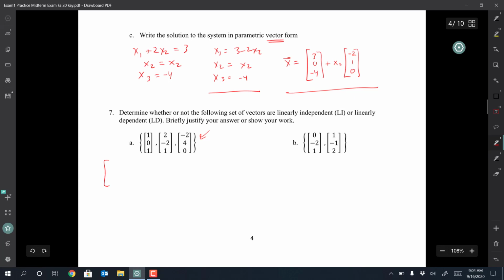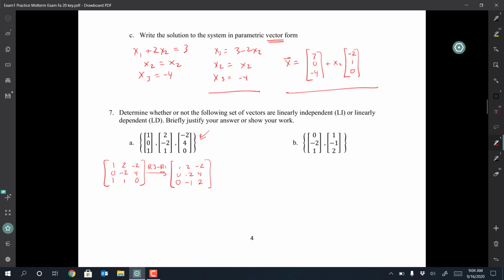So I'm going to take a matrix, and I'm going to put all my vectors in as columns of my matrix, and I'm going to do my row reduction on this. I will do row 3 minus row 1. Row 1 stays the same. Row 2 stays the same. Row 3 becomes 1 minus 1 is 0. 1 minus 2 is negative 1. 0 minus negative 2 is positive 2.